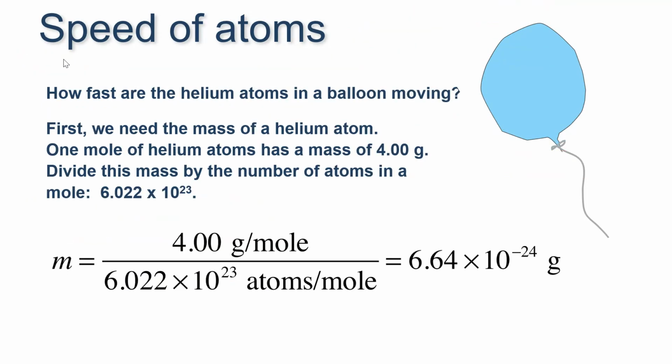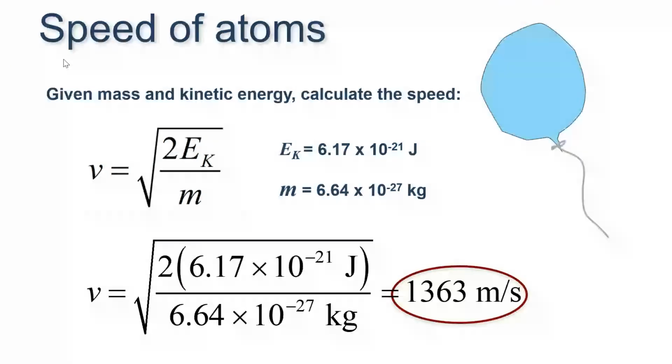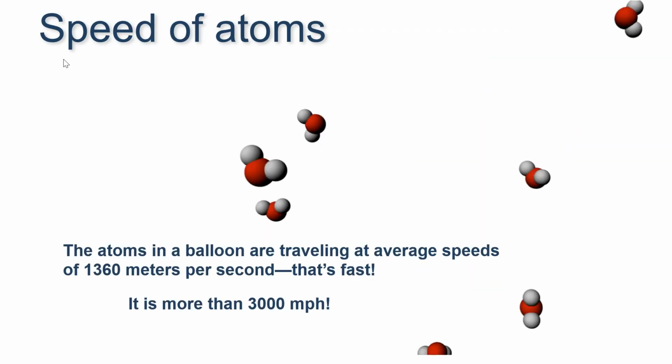Let's see if we're right. All right, that's pretty fast. Okay, that's 3,000 miles per hour. So the helium molecules in a balloon are moving at 3,000 miles per hour, but they're just bouncing back and forth. And if you touch the balloon, you don't really feel it, do you? But millions and millions of those molecules are bouncing off of that rubber balloon or mylar balloon, whatever it is. So they have very high kinetic energy at room temperature.